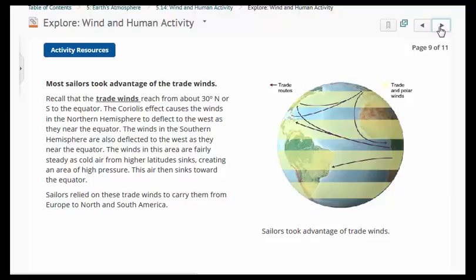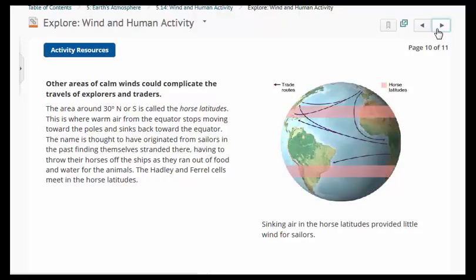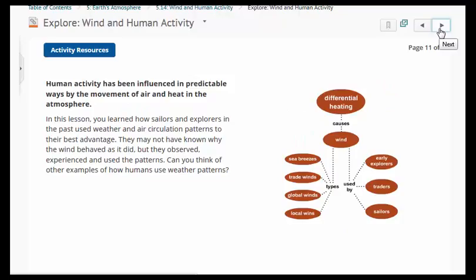Again, trade winds are 30 degrees north and south to the equator. Horse latitudes are at 30 degrees north and south.